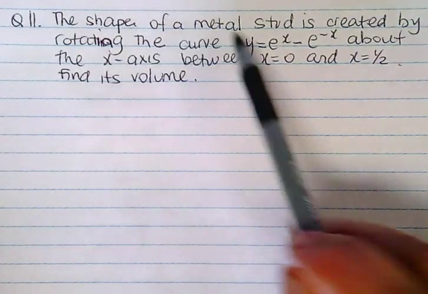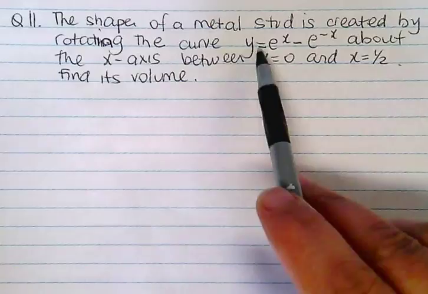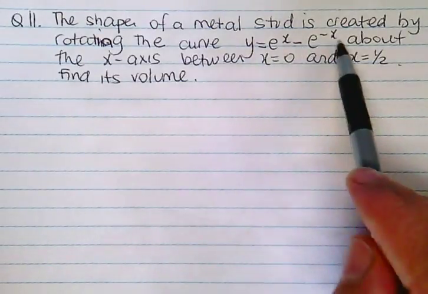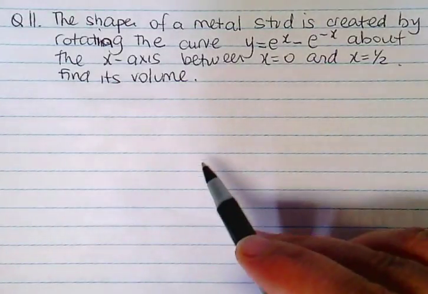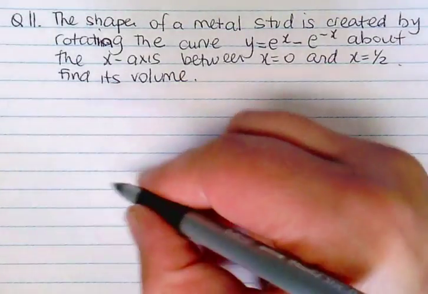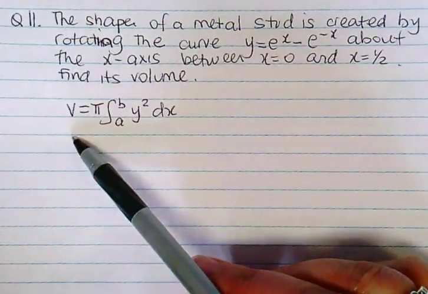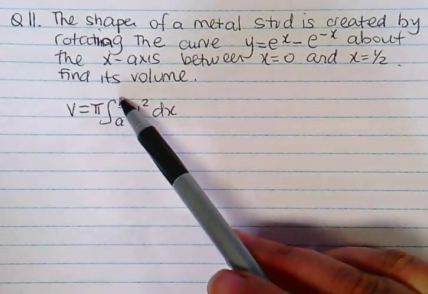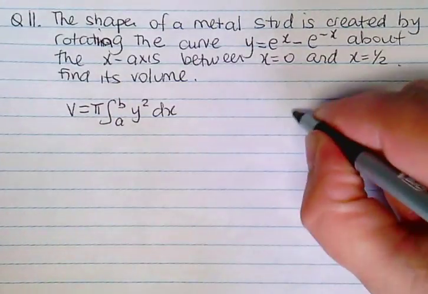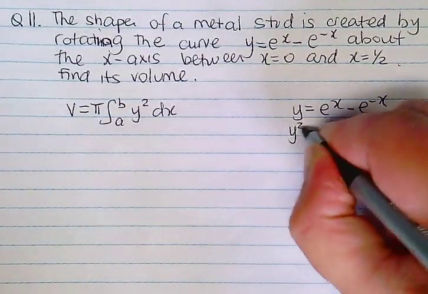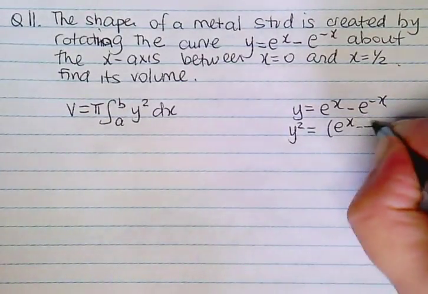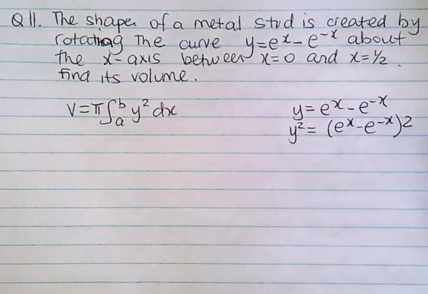Now for question 11. The shape of a metal stud is created by rotating the curve y equals e to the x minus e to the negative x about the x-axis between x is 0 and x is a half. Find its volume. Firstly, writing the formula for volume. Know that volume is pi integral between b and a of y squared dx. Just going to work out what y squared is over here. Now be very careful about this because you need to put this in brackets and expand accordingly.